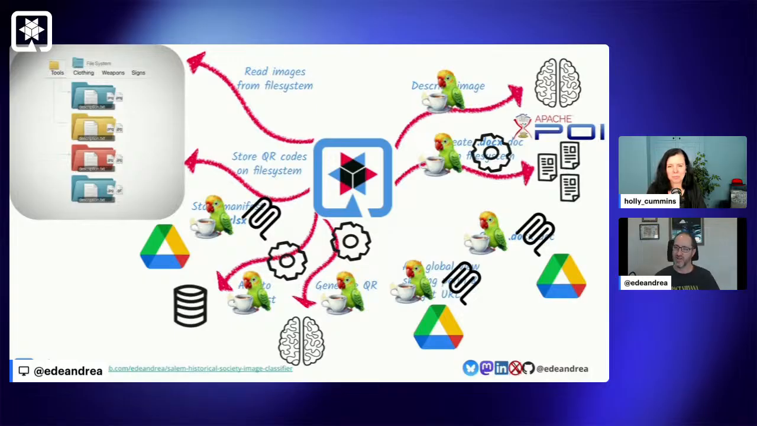The Google Drive stuff I'm still playing with. I have it somewhat working, but uploading to Google Drive, creating the folders and doing the sharing permissions is still a work in progress. I haven't quite decided what the right solution there is. Generating the QR code is pretty easy. I just use LangChain4j to do that, so that's my own code.